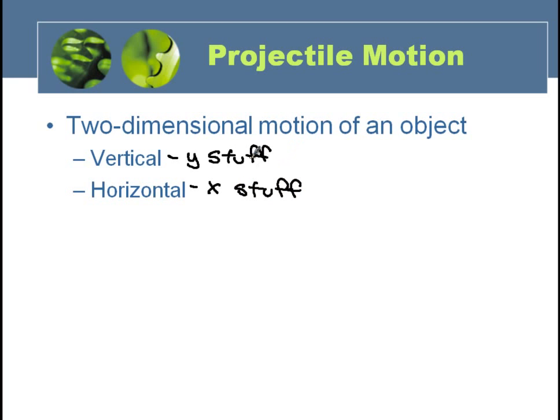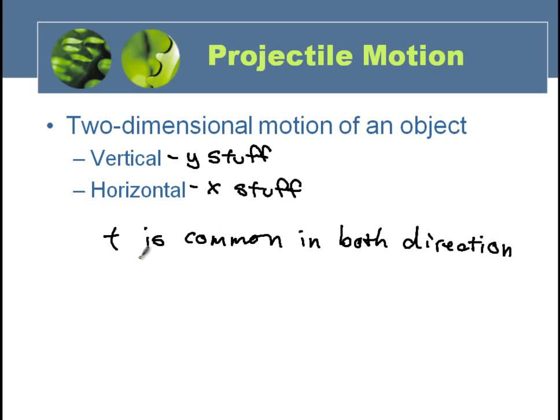Now we're using the same free fall equations for the vertical stuff and the same kinematics equations for the x direction. The only thing they share in common is time. So time is common in both directions. So when we're finding the time, usually in seconds, it is broken up into x direction stuff and y direction stuff. The time is what they both share.